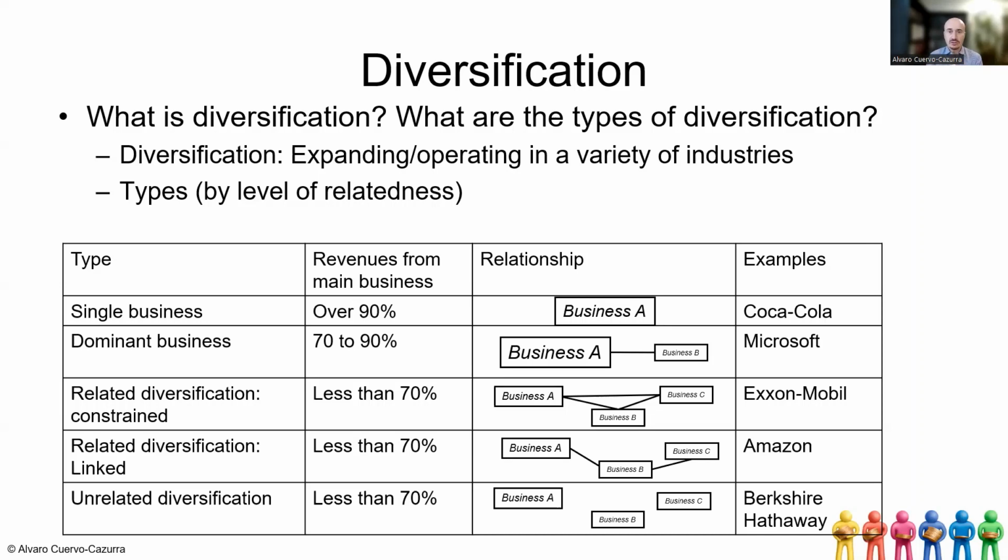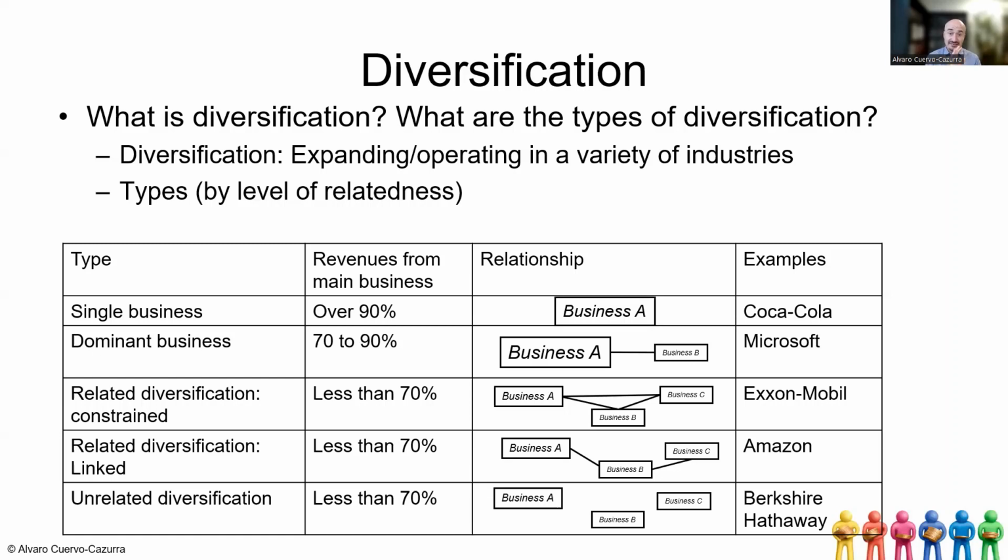Dominant business. Well, you are doing other activities. There is some degree of operations in other businesses, other industries, but you still can be considered a dominant player. Most of your revenues are coming from that particular activity. 70% is the cutoff point, 71%, 69%, it doesn't really matter. But it's about 70% that we consider a dominant business. There is still an identification that you are basically doing that. From there, we go into diversified companies.